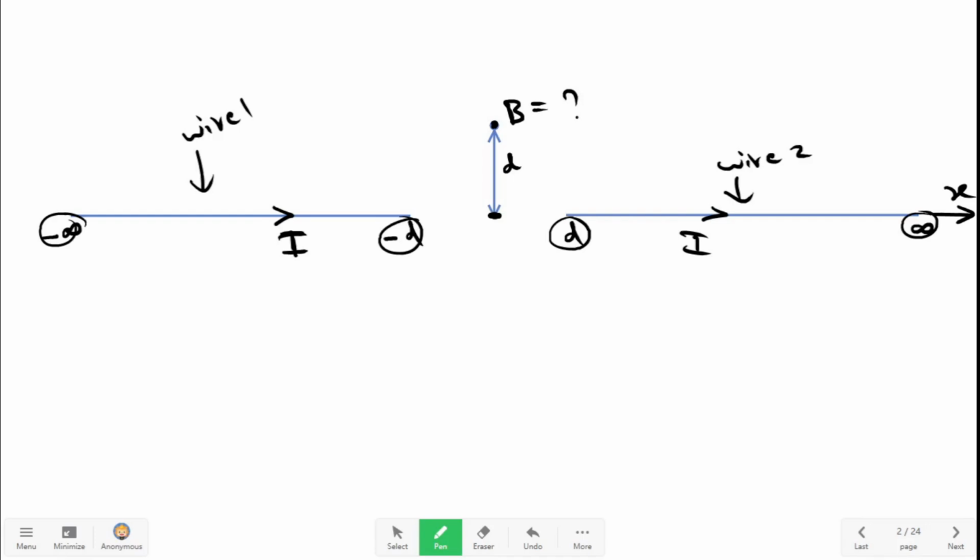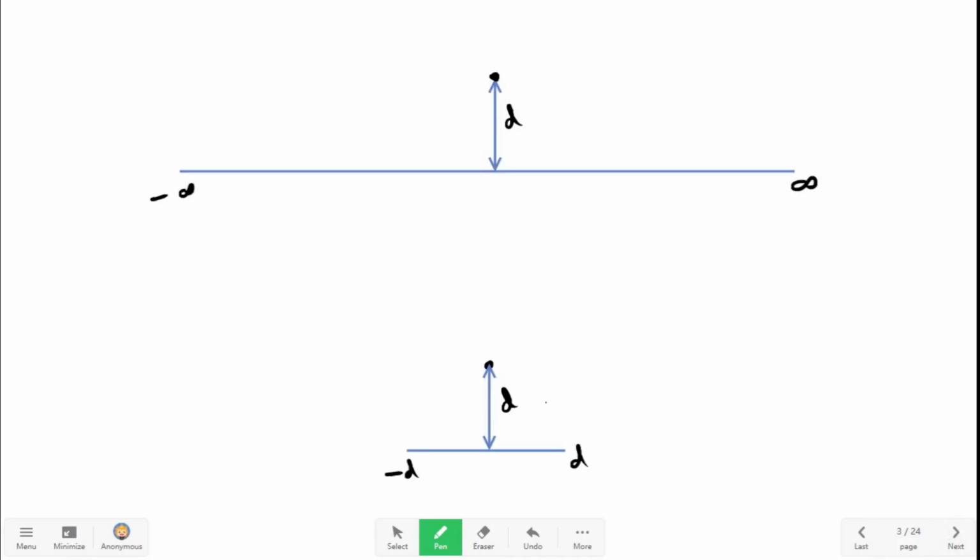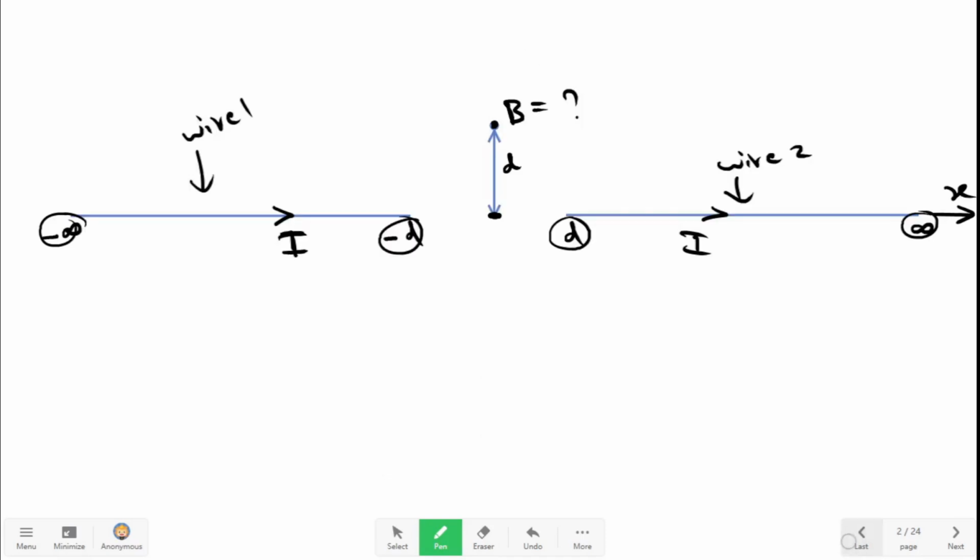To do this question, we can first find the magnetic field due to an infinitely long wire, extending from minus infinity to plus infinity, at a perpendicular distance d. Let's say this is B1. Then we will find the magnetic field at a distance d due to a finite wire extending from minus d to plus d. Let's say this is B2. Then we will subtract B2 from B1, and we will get the magnetic field B. B is the magnetic field here. This is what we are going to do.